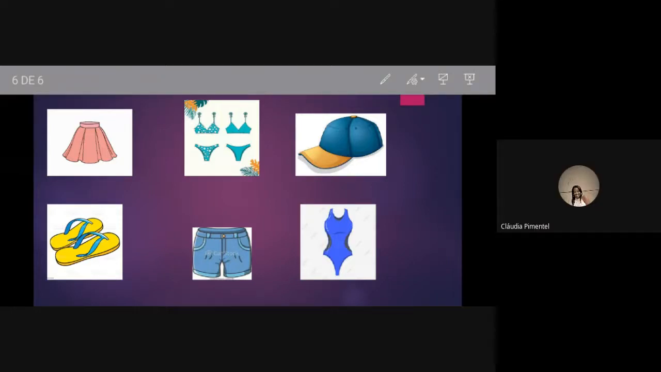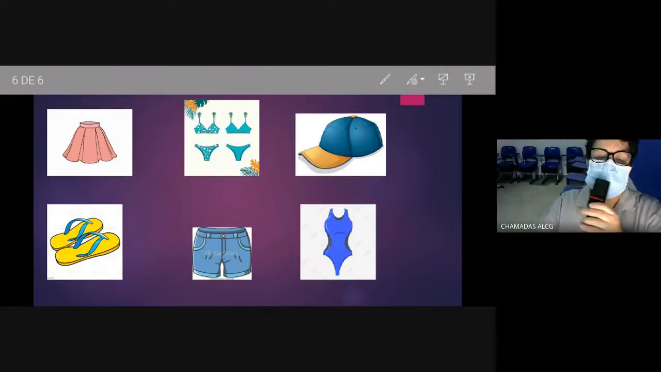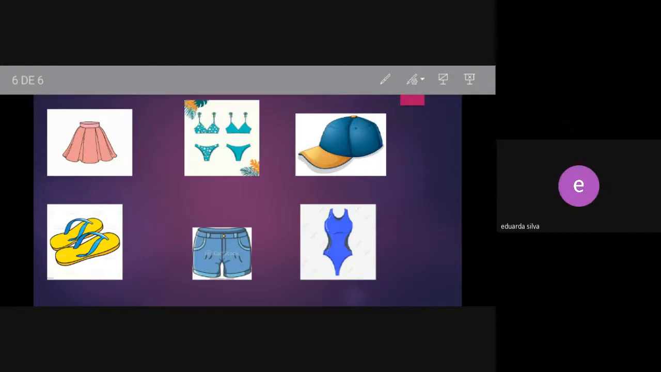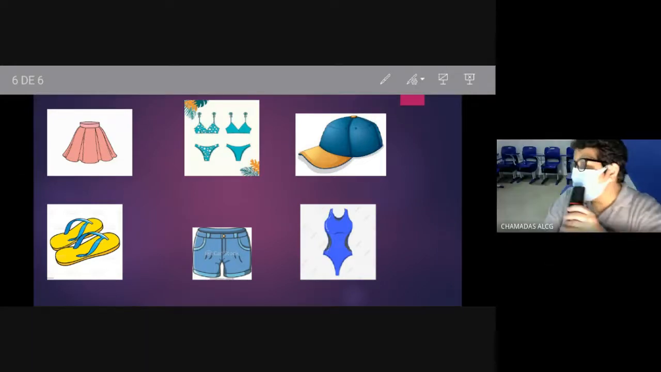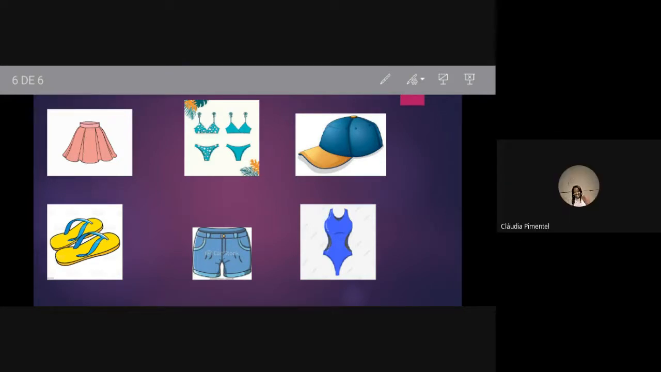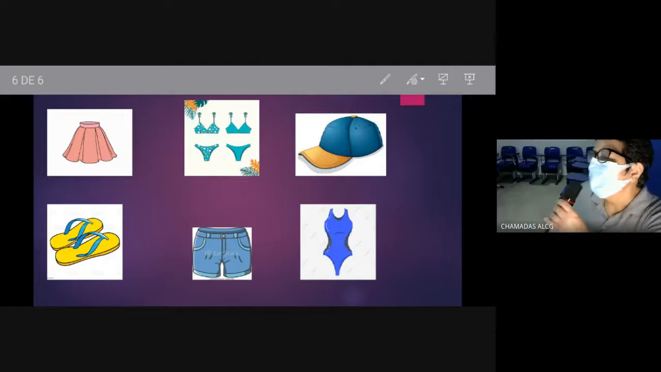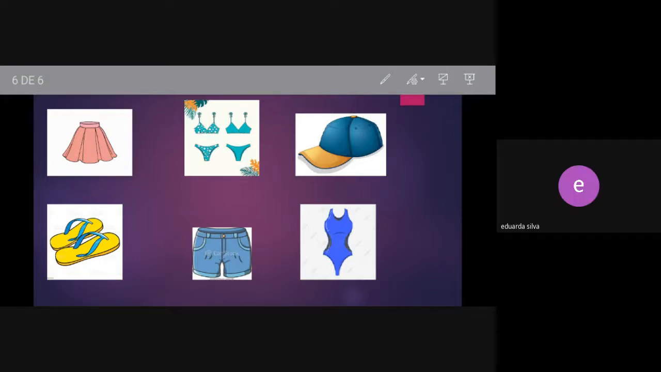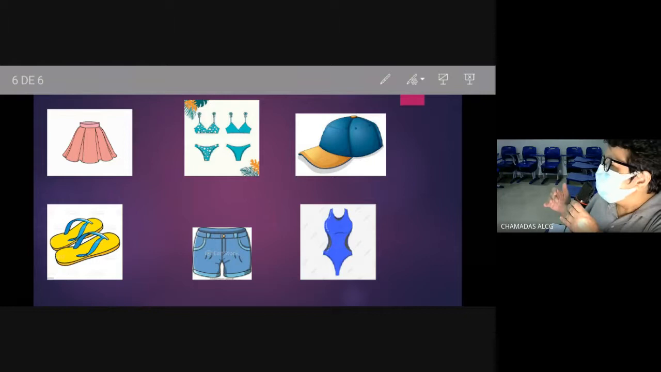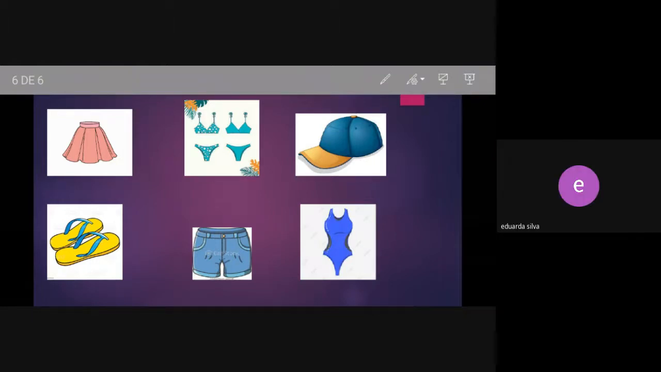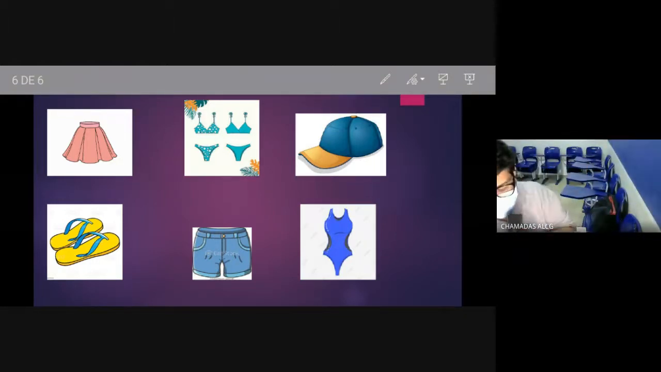No, boné in English is not boné. Cap. Very good. Yes. And the one in the middle. Short, short jeans. Just a moment, guys. Just a moment. Wait a minute.